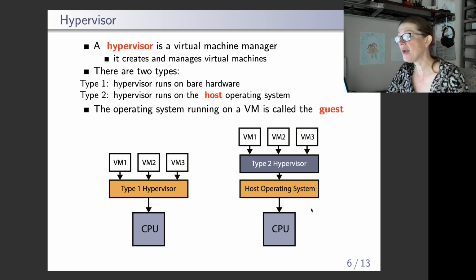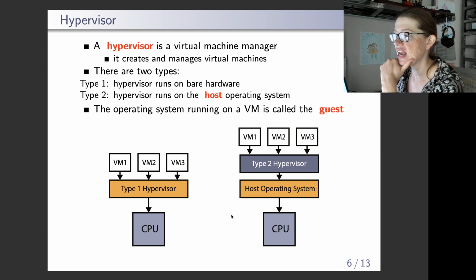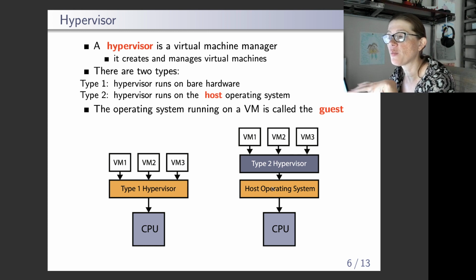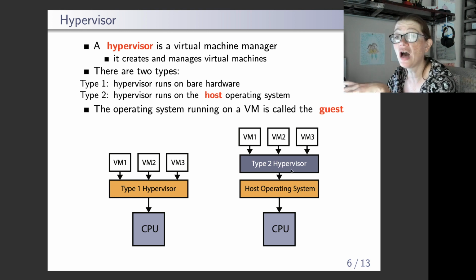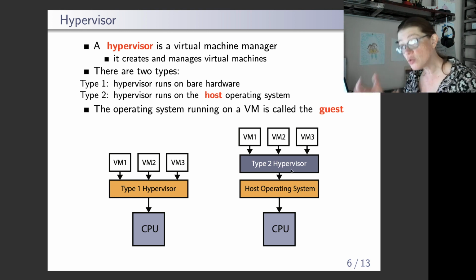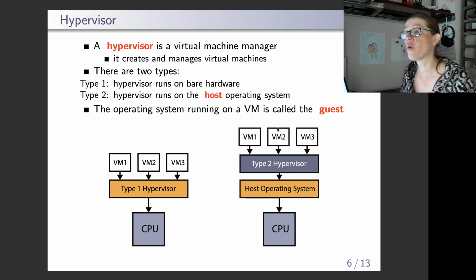Then we have the Type 2 hypervisor, which is what you have the most experience with and what most consumers have seen. It's a hypervisor that runs as a user program on a host operating system. In my case, I'm running on a Mac, so I've got Catalina running on my CPU. If I install VirtualBox or VMware, that's a Type 2 hypervisor that runs as a user program on my host OS. And then my virtual machines run through that.